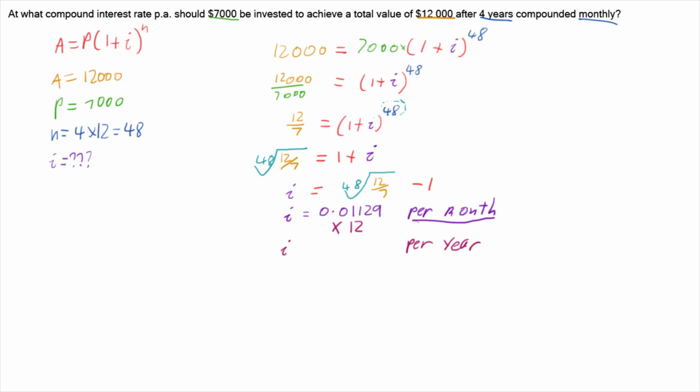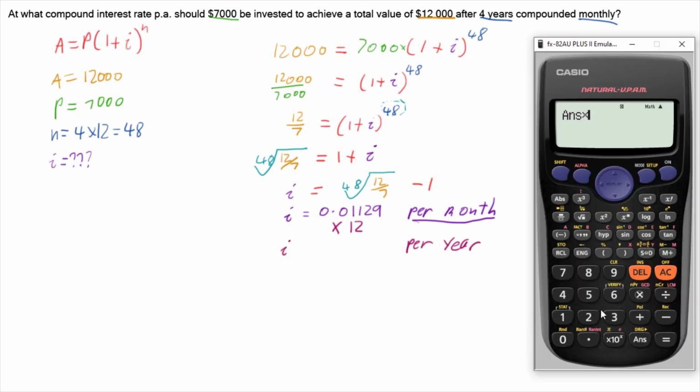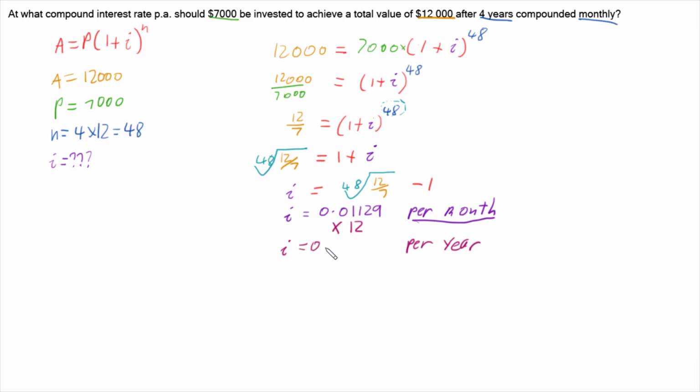So our little i, now multiplying by 12, is 0.1355. And lastly, this is a decimal, but we want our interest rate as a percentage. So I've got to multiply by 100 to get my final interest rate to be 13.55% per annum.